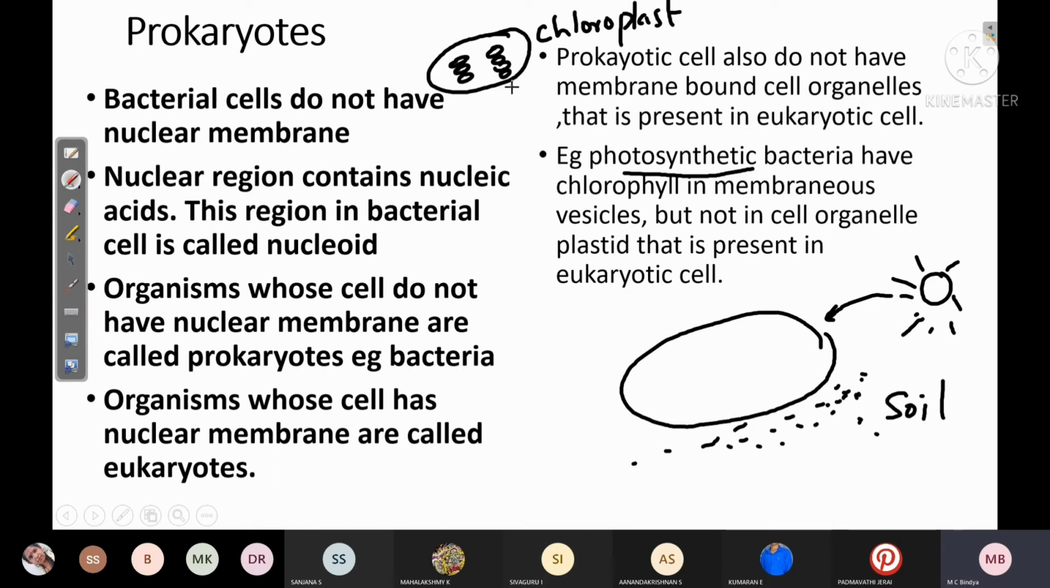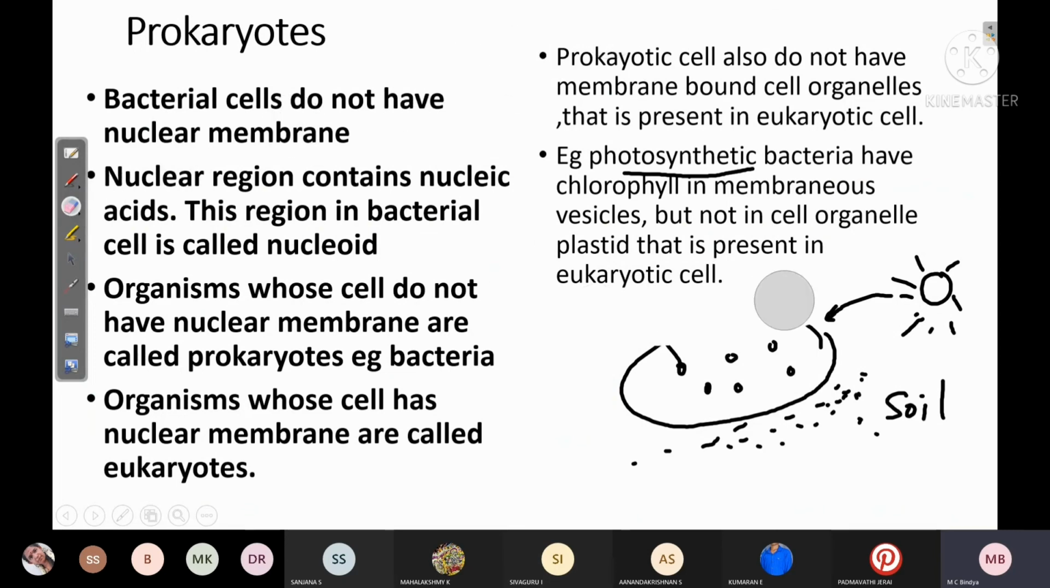Chloroplast is present, but such kind of membrane-bound cell organelle is not there in bacteria. They only have some bag-like structures which have chlorophyll inside. So, for example, photosynthetic bacteria have chlorophyll in membranous vesicles. Vesicles means bags, but not a cell organelle like plastid. That is present in eukaryotic cells. So prokaryotic cells will not have any kinds of cell organelles.